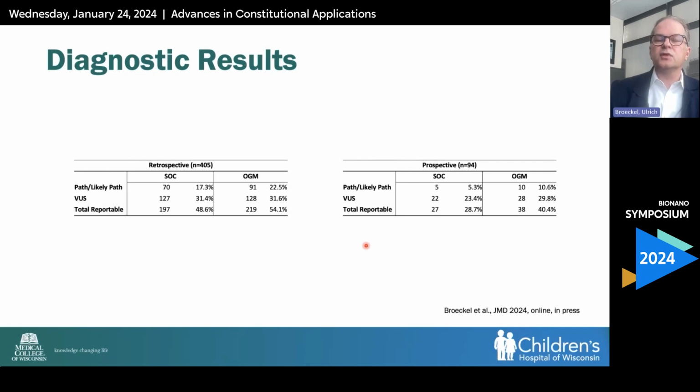Interestingly, in the prospective study, and it's a smaller number of samples obviously, we had about 5% likely pathogenic and pathogenic, and that increased to about 10%. And overall, the total reportable results were about 28% with standard of care, and it increased with OGM to about 40%. So a quite noticeable increase in the total reportable results we saw in these samples.